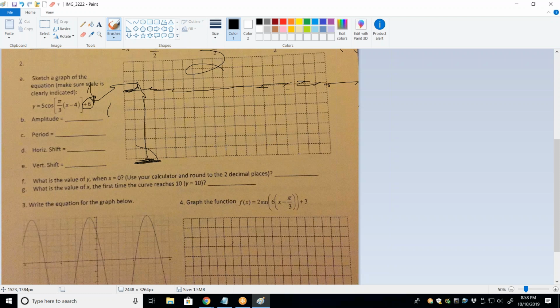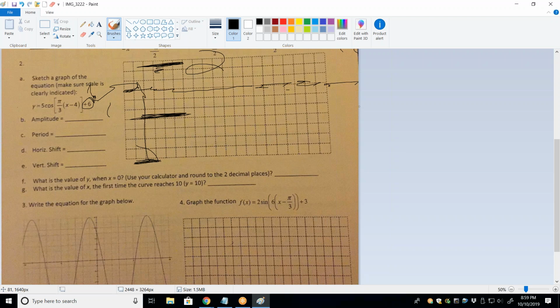What's my amplitude? Which means my high point is 2.5 above and 2.5 below. Well, there's my high point. There is my low point. Remember, the distance between those 2 points is 5. Okay, you with me?